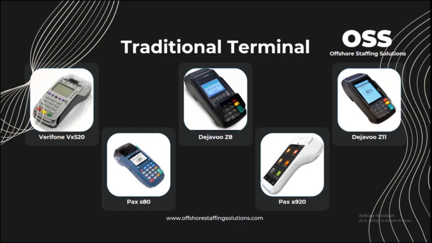Now, let me go up one slide and you will understand those models. So this particular model, just take a look at it. This one is called Verifone VX520. This model is called Deja Vu Z8. This model is called Deja Vu Z11. This model is called PAX S80. This model is called PAX A920.